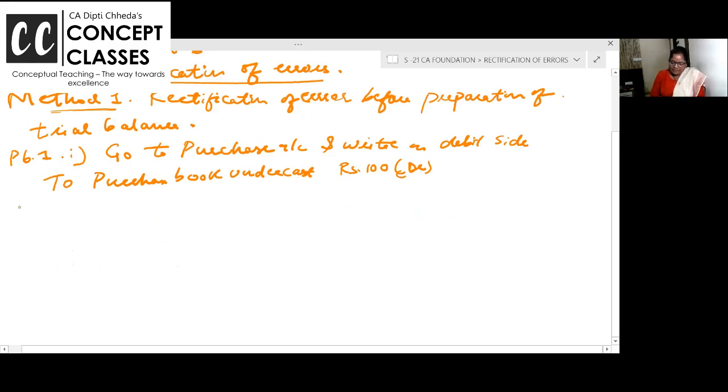Second, return inward book was undercast by 50. What is the nature of return inward? Sales return. What is the nature of sales, credit? What is the nature of sales return, debit? Everyone knows, party to sales, sales is credit, sales return is debit. Now this debit has been undercast by 50 rupees.